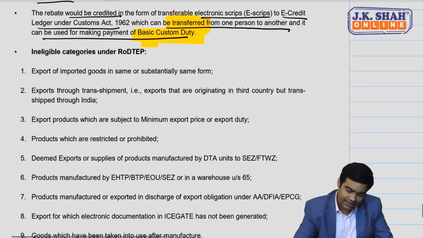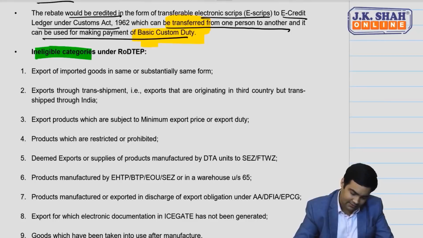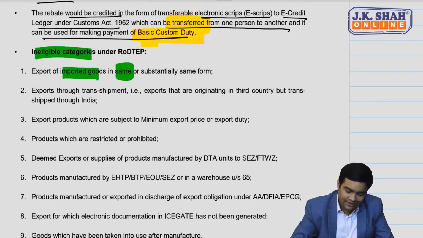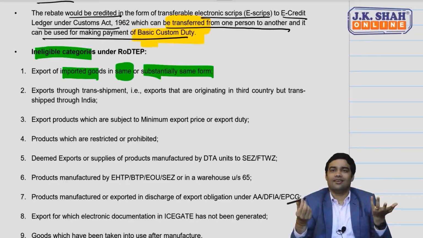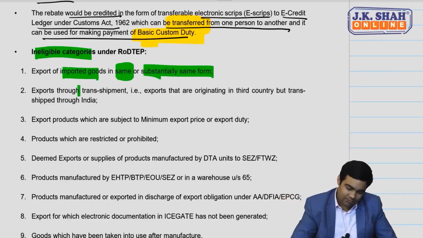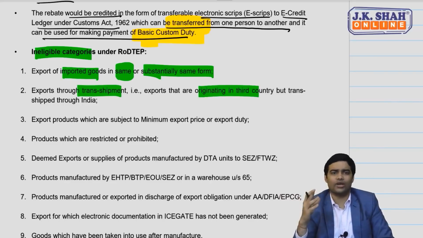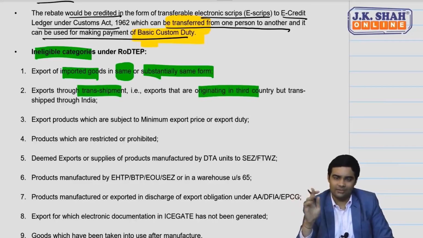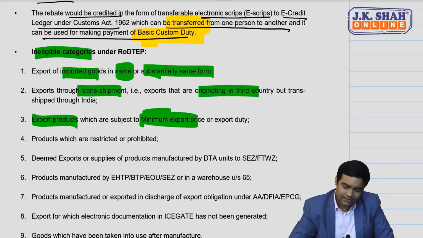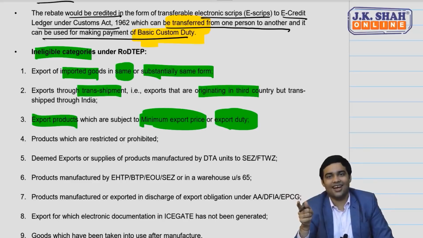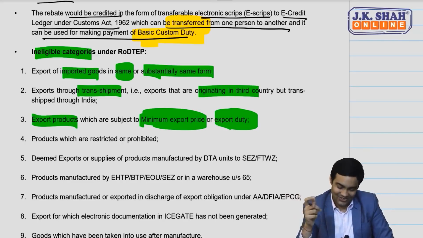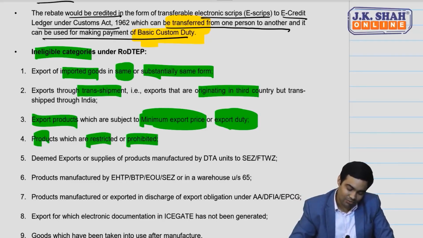People, careful. Ineligible category. Who will not get this? Export of imported goods in same or substantially same form. You imported this product, you exported. You will not get it. Export through transshipment, that is exports originating in third party but transshipped through India. Just because it is transshipped through India, you will not get the benefit. Export products where there is a minimum export price or export duty. If there is an export duty or minimum export price, that means government wants to stop exports. Government will give a benefit for such cases? No. Products which are restricted or prohibited.